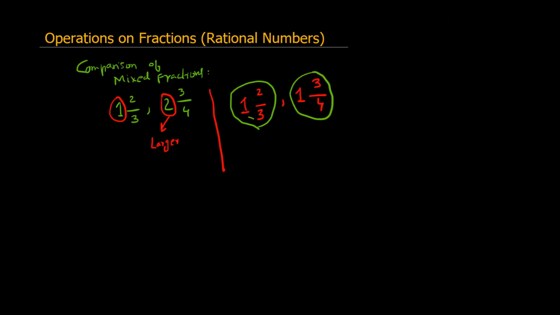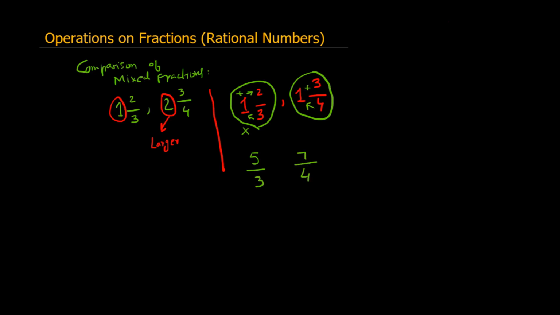3 multiplied by 1, multiply this, and then we add this numerator. We add this, and that will be our new numerator. So 3 times 1 plus 2 is 5. So this is 5 divided by 3. And the second is 4 multiplied by 1 is 4, and plus 3 is 7. So 7 divided by 4.